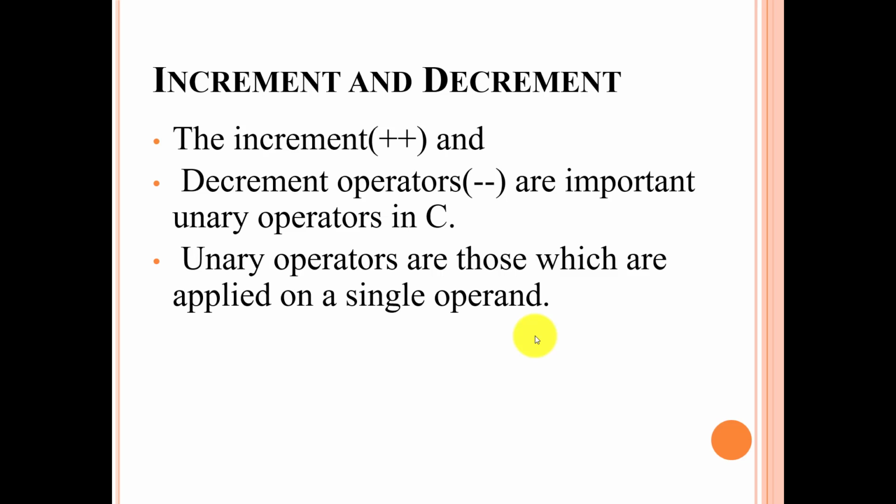Let's understand with this example. Suppose, for example, a plus plus. This increment is applied on one single operand; here you can see there is only one operand. A binary operator has two operands, like for example a plus b, where a and b are the two operands. So increment and decrement can only be applied to one single operand. That's why they are called unary operators. For example, a plus plus and a minus minus, that is an increment and a decrement.